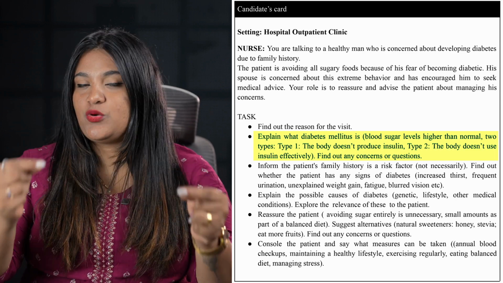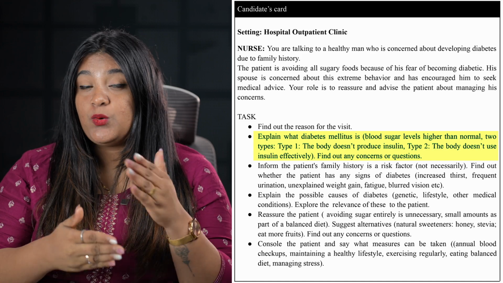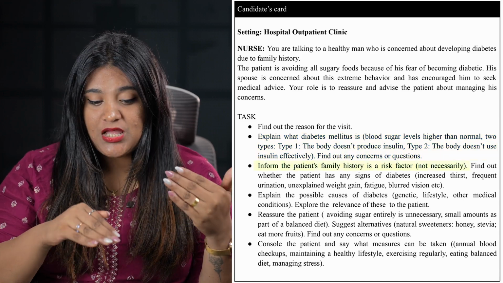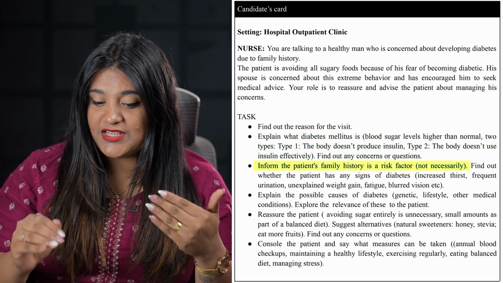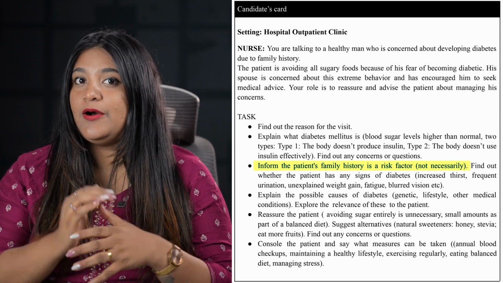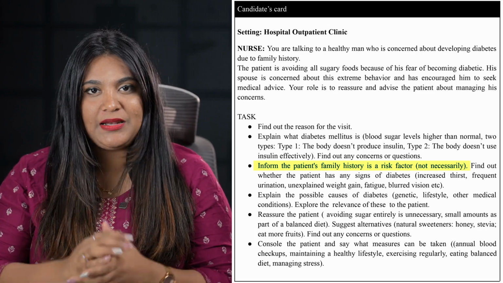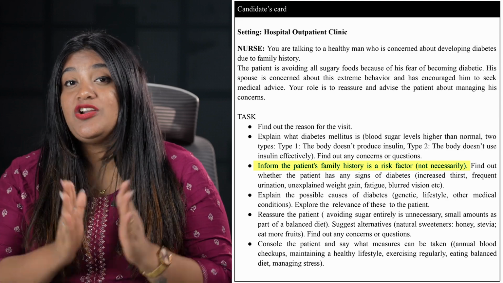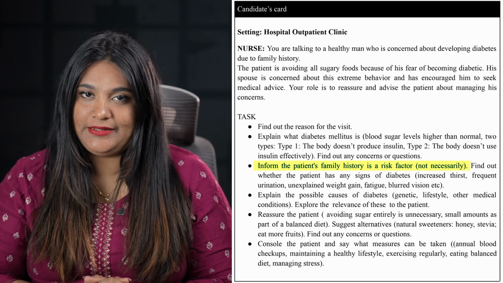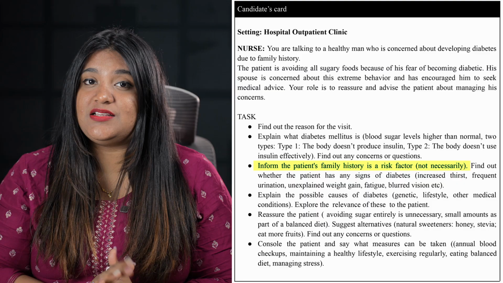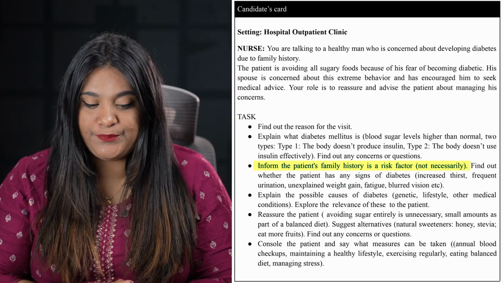Okay, so this is the question raised by Mr. David. What is the explanation given here? Inform the patient's family history is a risk factor. Maybe it could be a risk factor, or it is a risk factor, not necessarily, is what is given in the bracket, right? So let's see how we can construct a statement or a response here.